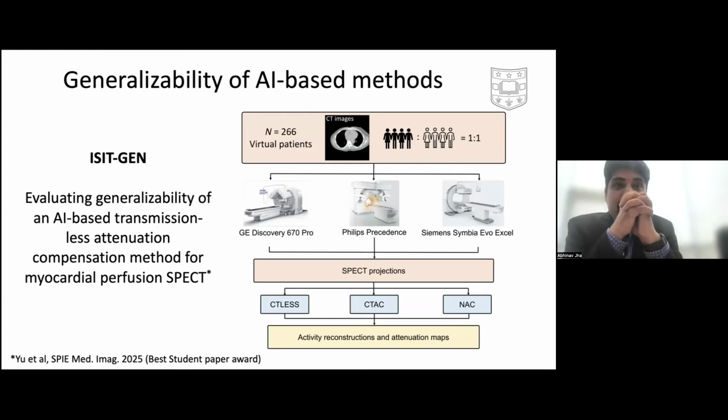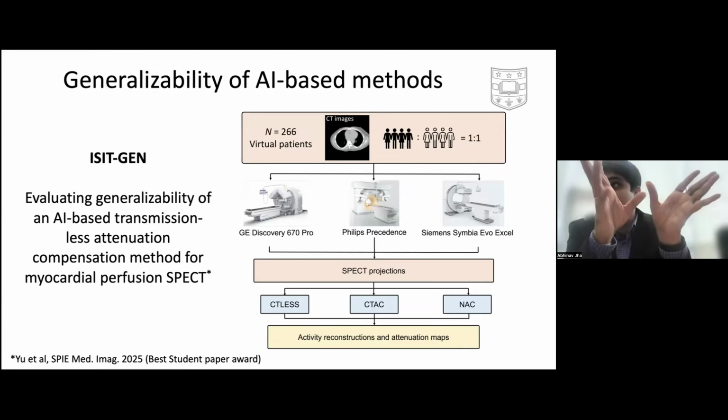Now, we had developed this methodology CTLS. Again, I apologize that I had to rush through that methodology, but it was good because I had all these discussions with you, and I really enjoyed that. We developed this methodology for attenuation correction in myocardial perfusion SPECT, and the methodology was again showing strong promise across 2 scanners. We assessed generalizability across 2 scanners with real clinical data.